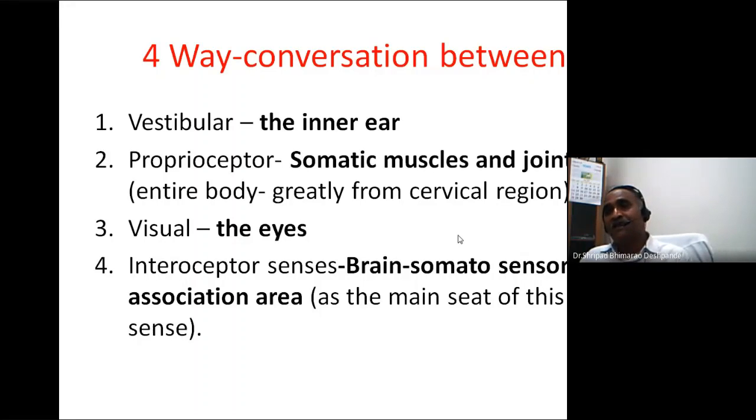Third is the interoceptor component. The interoceptor component is the brain somatosensory association area. They will try to coordinate all the positions, because it is the point where everything is put in one. That means they have the total blueprint of the motion. So this is the somatosensory association area in association with the cerebellar inputs coming from the lateral part of the cerebellum. These four ways of conversation bring in the complex series of movements, what are called righting reflexes.